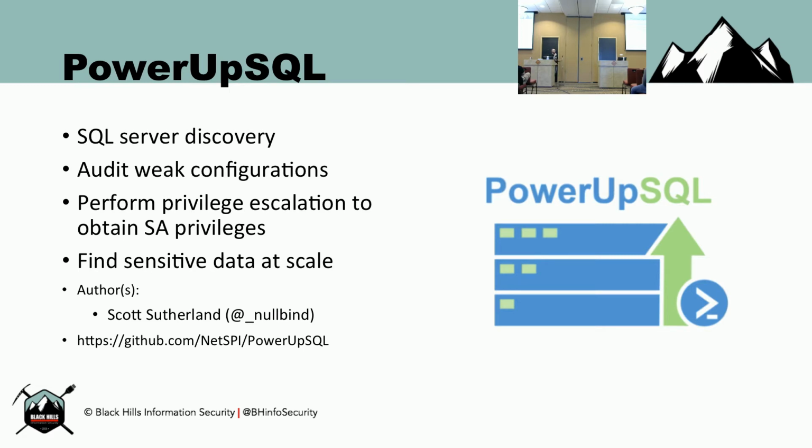And the other thing that's really cool is finding sensitive data at scale. There's a couple different Metasploit modules. Specifically, one is the MSSQL enum, which you can run to get some interesting stuff from a specific server. This one, find me all the sensitive data across all the databases, and it'll come back and say, hey, there's potential credit card numbers in this one, there's passwords in this one. It's really neat.